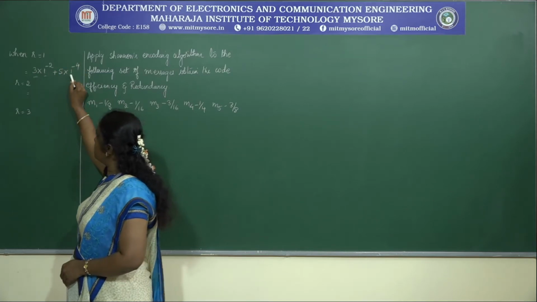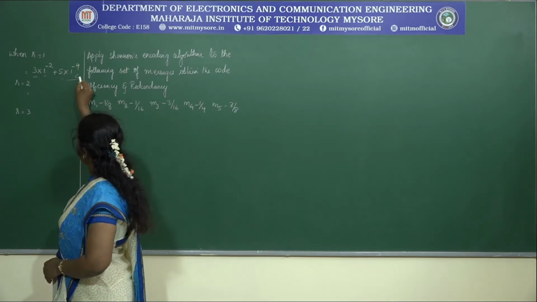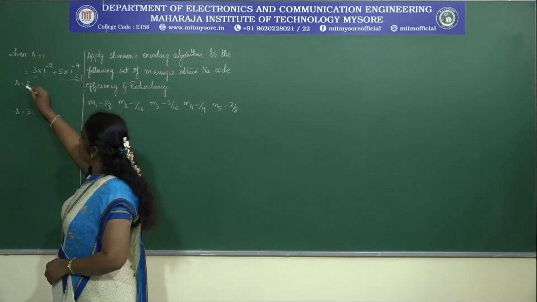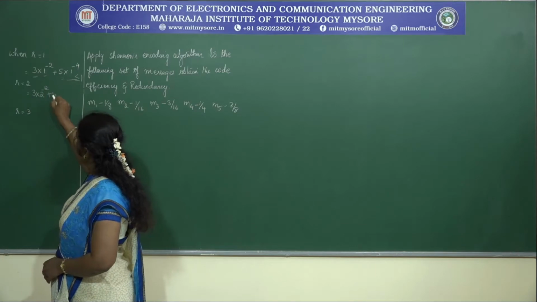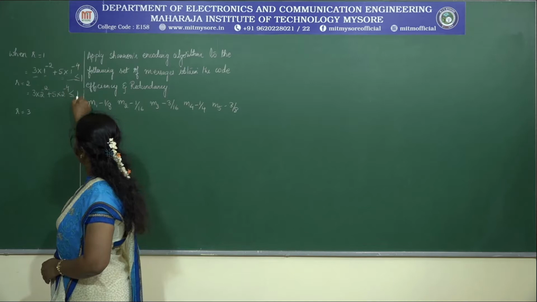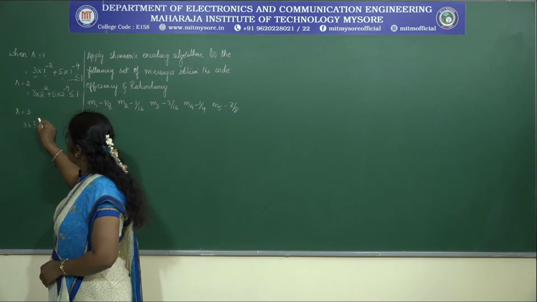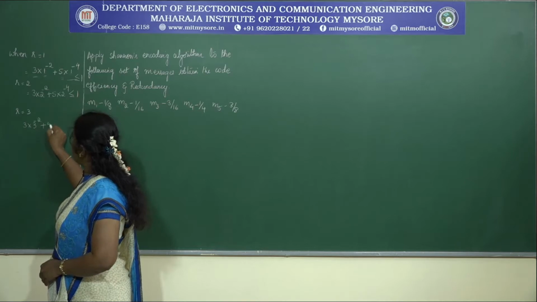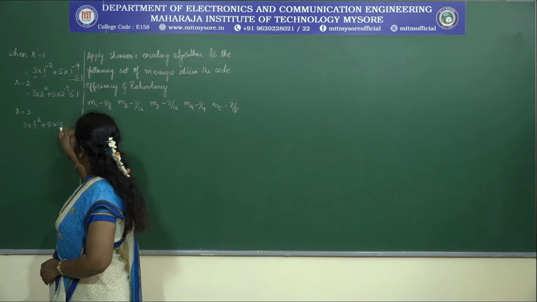If you calculate this, you will get some value, which has to be less than or equal to 1. Similarly, when R is equal to 2, this will be 3 into 2 to the power of minus 2 plus 5 into 2 to the power of minus 4, which should also be less than or equal to 1. Similarly, for R is equal to 3, it is 3 into 3 to the power of minus 2 plus 5 into 3 to the power of minus 4, less than or equal to 1.